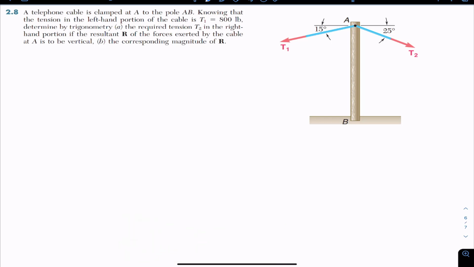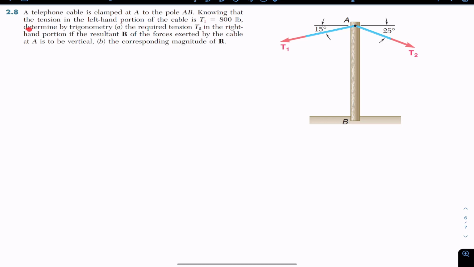Now we are going to solve this problem from Vector Mechanics for Engineers by Beer and Johnston, and the problem says that a telephone cable is clamped at A to the pole AB. Knowing that the tension in the left hand portion of the cable is T1 equals 800 pounds. So this T1 is given, which has a magnitude of 800 pounds.